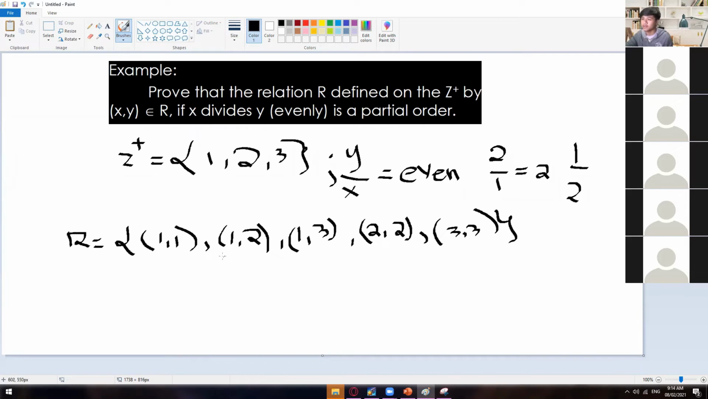All right. So all we need to do is check whether this one is reflexive. So again, RAT: reflexive, anti-symmetric, and then transitive. So is this relation reflexive? Yes. How about anti-symmetric? Is this anti-symmetric?